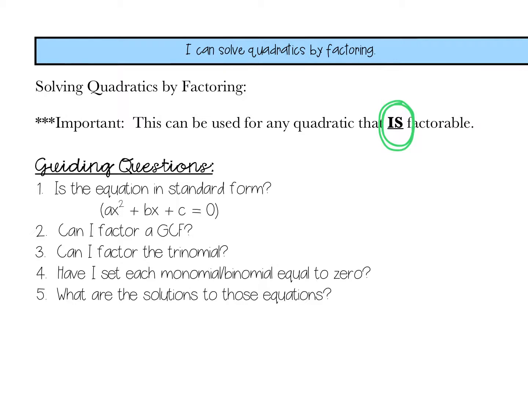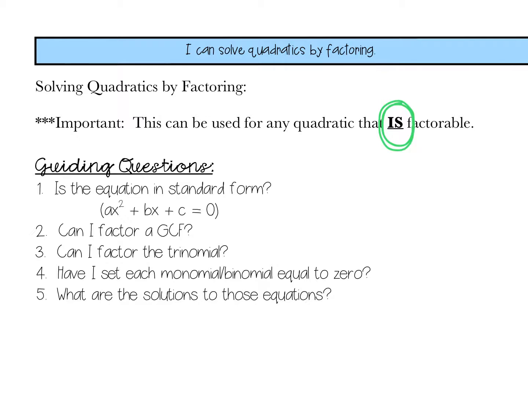But here are the guiding questions that I use when I'm thinking through solving quadratics by factoring. One: is the equation in standard form? Again, we need it set equal to 0 in order to use the zero product property, which is the whole purpose of solving by factoring. Can I factor a GCF? We always start with that. Can I factor the trinomial? Have I set each monomial or binomial equal to 0? And what are the solutions to those equations?